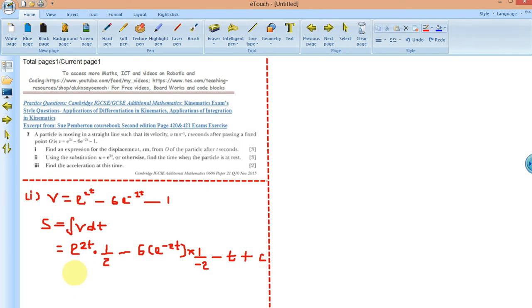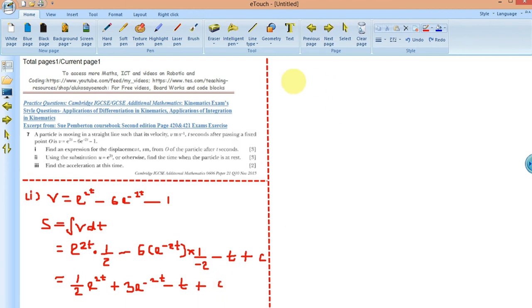So what do I have here now? I have 1 over 2 times e^(2t). Now this is minus minus, so that gives me plus. Minus 6 divided by minus 2 is plus 3. So plus 3e^(-2t), then minus t, plus c. So how do we find the constant now? When displacement is 0 at time 0, then we can find our constant.